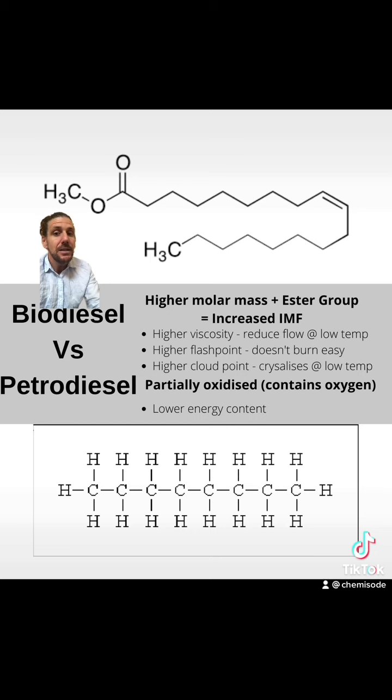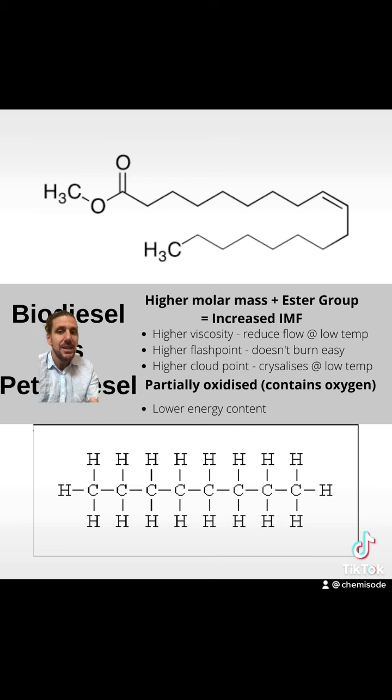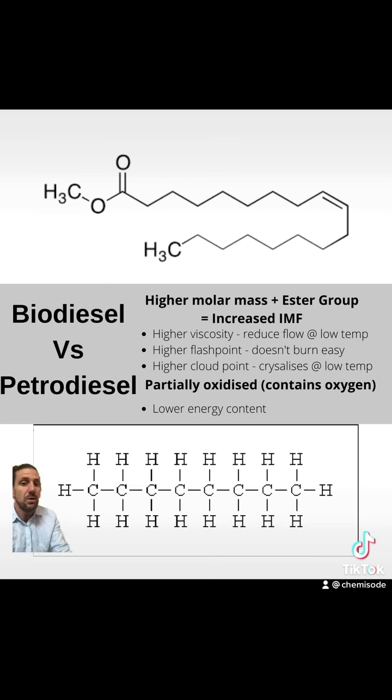Comparing that to petrodiesel, this is an example of what petrodiesel might look like, which is simply a straight chain hydrocarbon. This one, I think, is octane. Yep, it's 8 carbons, that's octane. So this is probably more petrol than diesel. Diesel's probably got about 12, 13, or 14 carbons, but the idea is the same. Petrodiesel is a straight chain hydrocarbon with no functional groups whatsoever. It's just carbon and hydrogen.